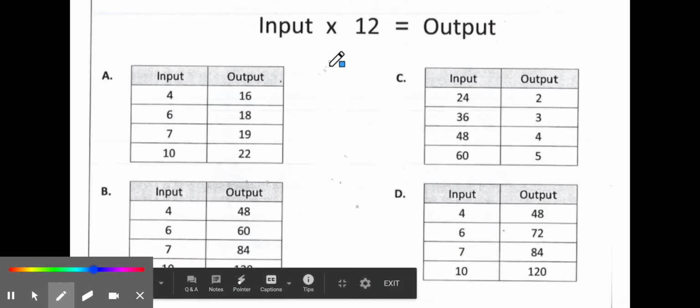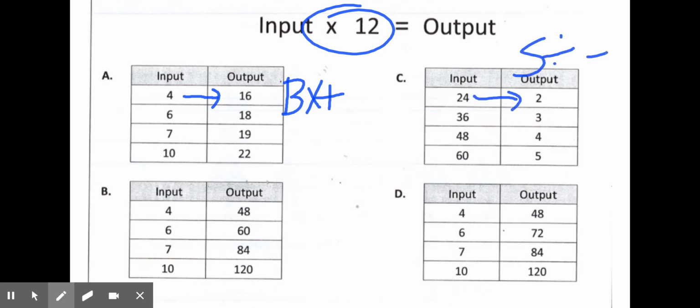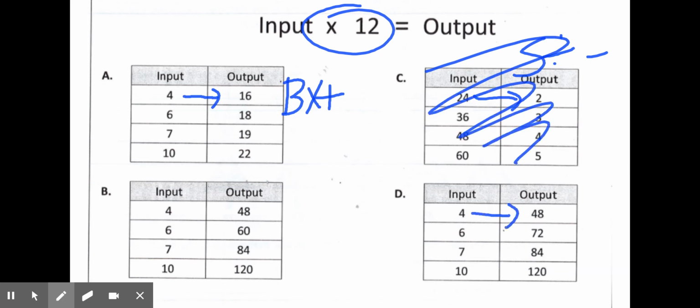So the next one, again, this is a chart where they already give you the rule. They want it to be times 12. So I went from 4 to 16. I got bigger. Bigger means times or add, so I'm going to keep this one. 24 to 2, I went smaller. Smaller means to divide or subtract, so this isn't going to be a times one. 4 to 48, I got bigger. Bigger means times or add, so this could be it.